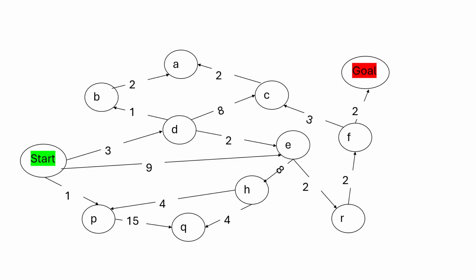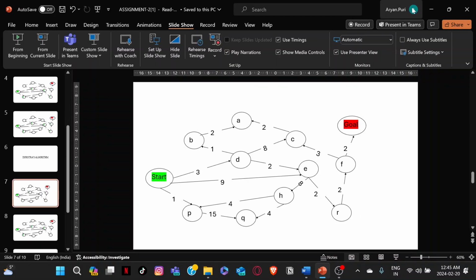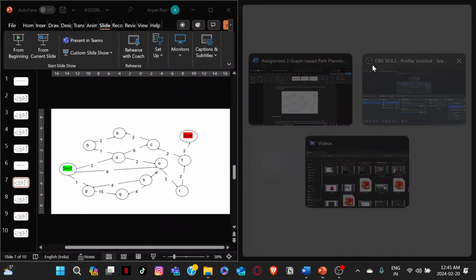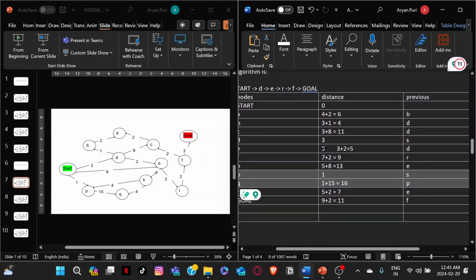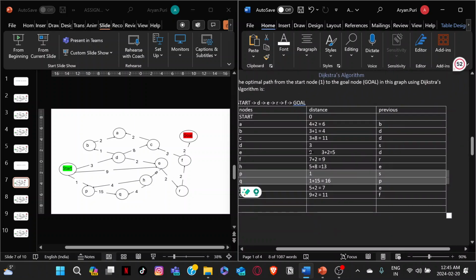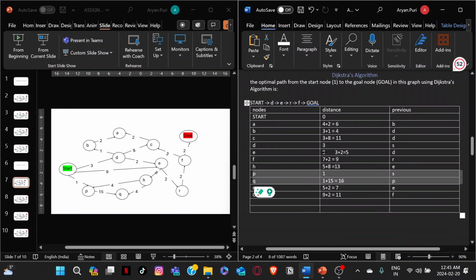So now for this, I will also like to show you a table that is created on my Word document. The first node to be visited is the start node. In the table, I have shown the distance is 0. There is no previous node as it is the starting node.